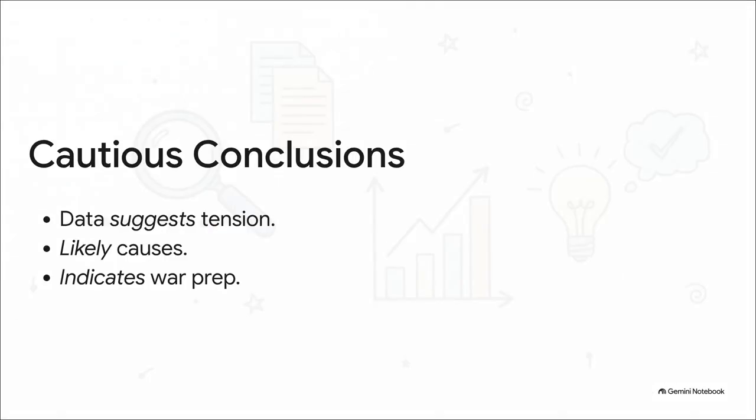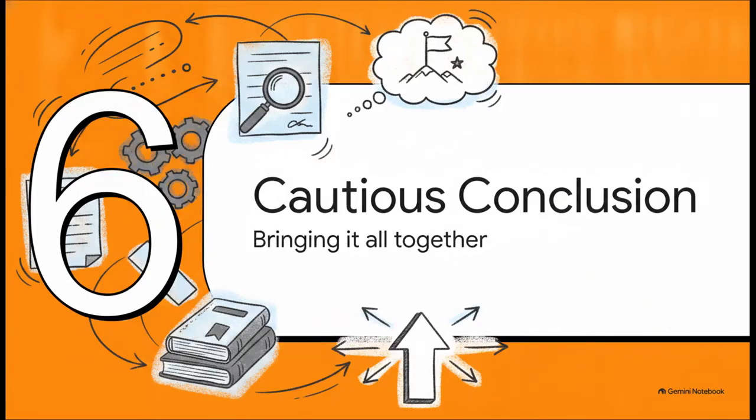If you followed the 4 steps, you might have come up with points just like these. The data suggests rising tensions in Europe. It is likely that militarism and alliances were connected causes of conflict. Or you could say the evidence indicates nations were preparing for potential war. Did you notice the highlighted words? Suggests, likely, indicates. You are stating the facts based on the clues, but you aren't falling into that misconception trap. Great job! Finally, part 6, the cautious conclusion, bringing it all together.